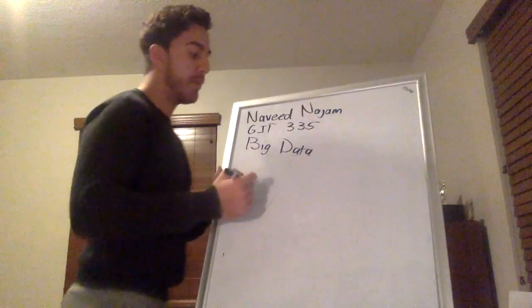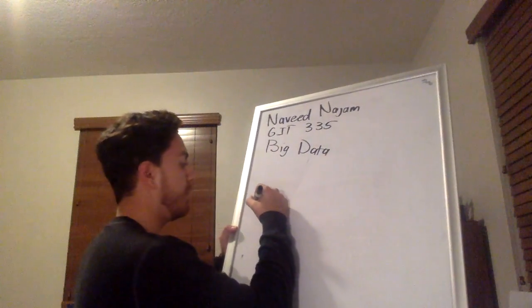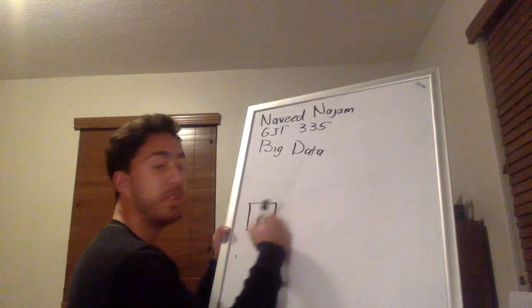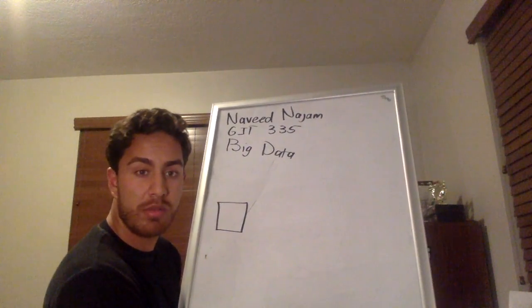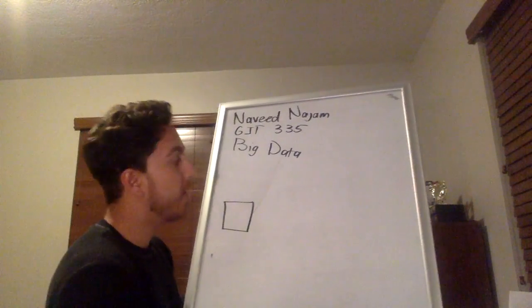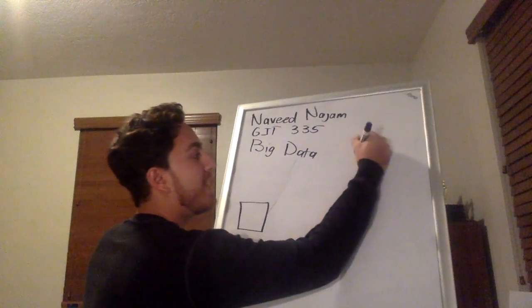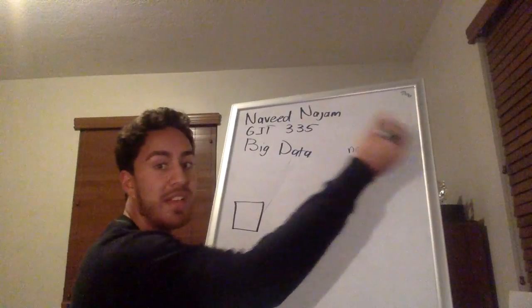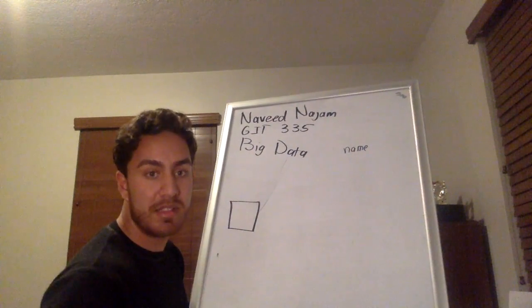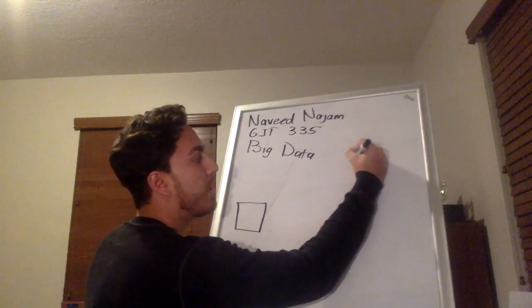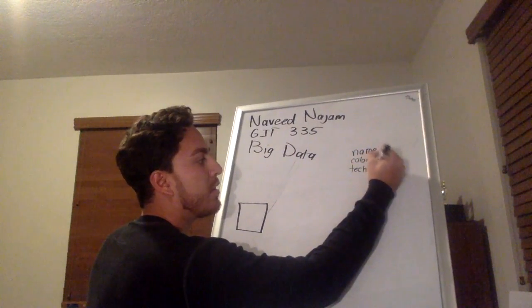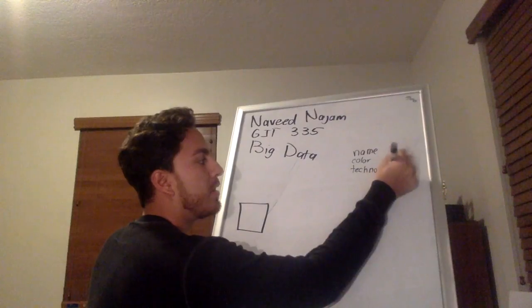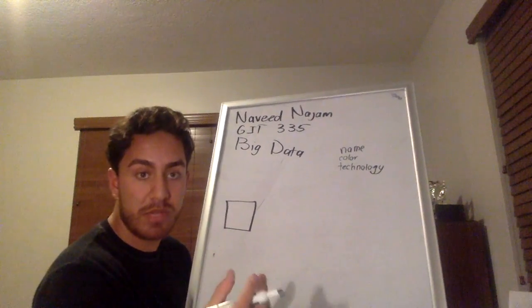So let me give you an example. Let's talk about Apple. Okay, this is the Apple store right here. Now, what does Apple want to know so that they can make their next product, right? They want to know what they should name their iPhone. You know, the 7, the 7S, the SE, the 6S, whatever, right? They want to know the color. They want to know the technology.